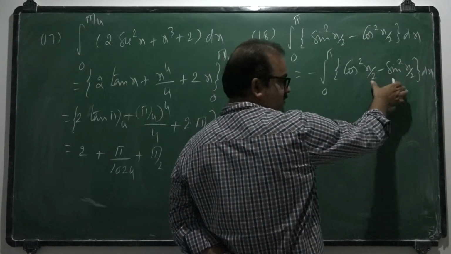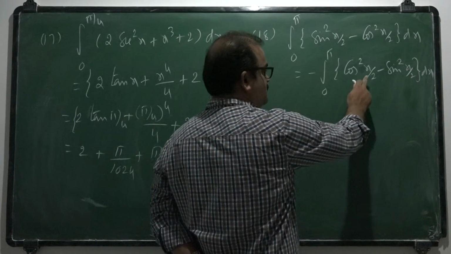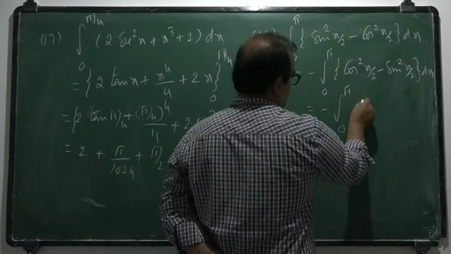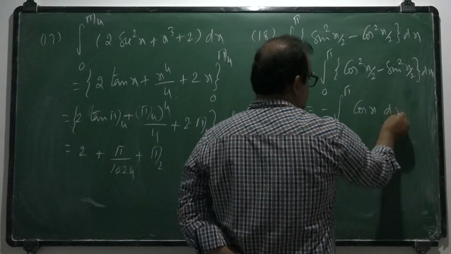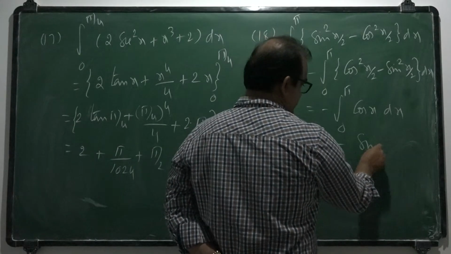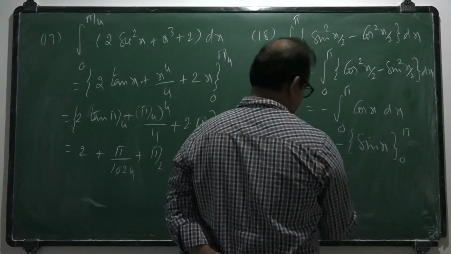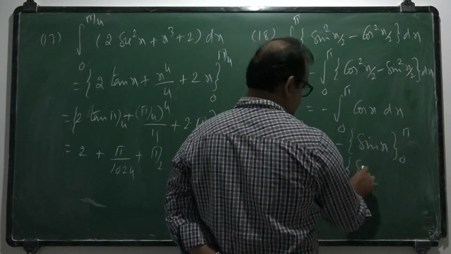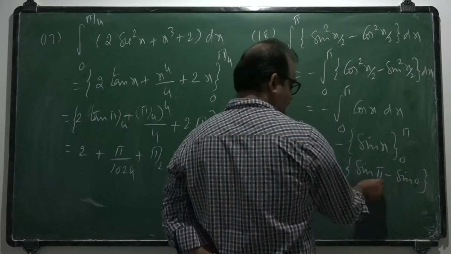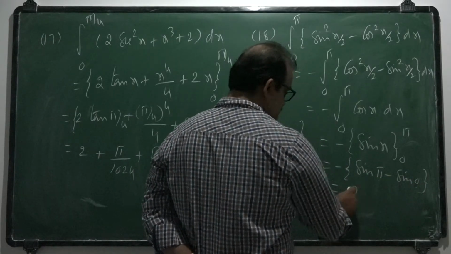Now this is the formula of cos x from trigonometry. In half angle, cos x is equal to cos square x by 2 minus sin square x by 2. It is cos x dx. We know integral of cos x is sin x, but between the limits 0 to pi. Apply the limits, it becomes sin pi minus sin 0. Sin pi is 0, sin 0 is 0, 0 minus 0, so we get 0.